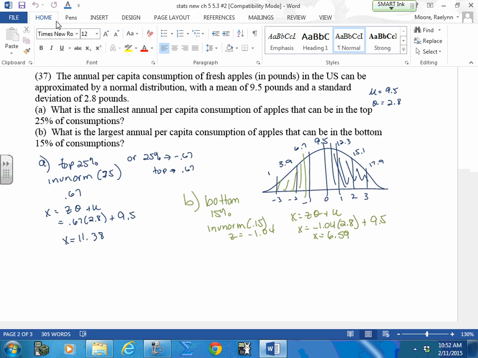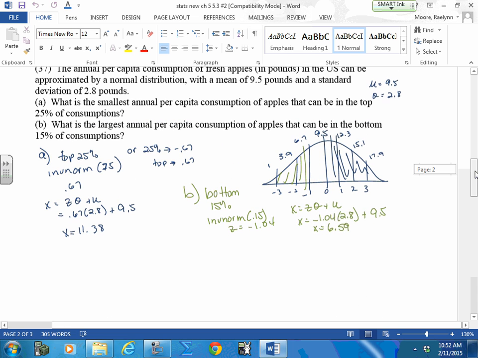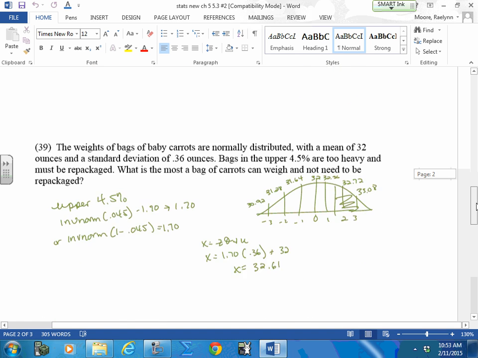Good? Okay, use your curve as a guide, too. Yeah, it makes more sense now. I get it now. Get it? Yeah, that's what I like to see. Those little light bulbs going off.